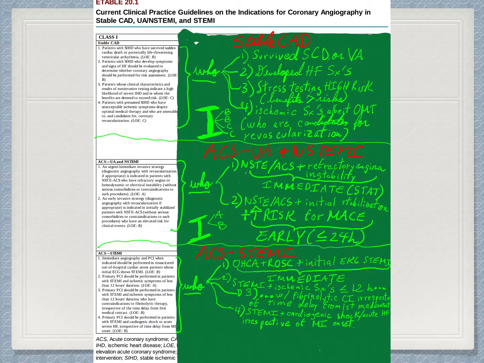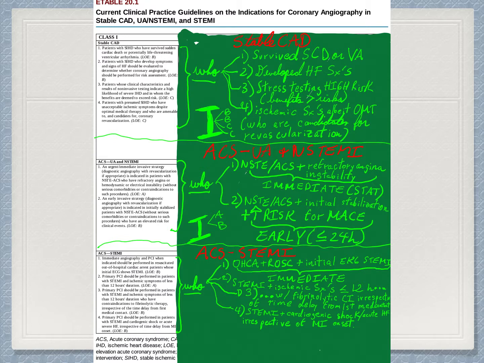This is a great table, Table 20.1. It gives the current clinical practice guidelines on the indications for coronary angiography in stable CAD and STEMI. On the left you see all the indications. On the right I'm trying to make this in an illustrative form so this sinks into your brain. I hope you understand my letters; it goes from cursive to print. Okay, let's start off. I tried to make this a little more simple.